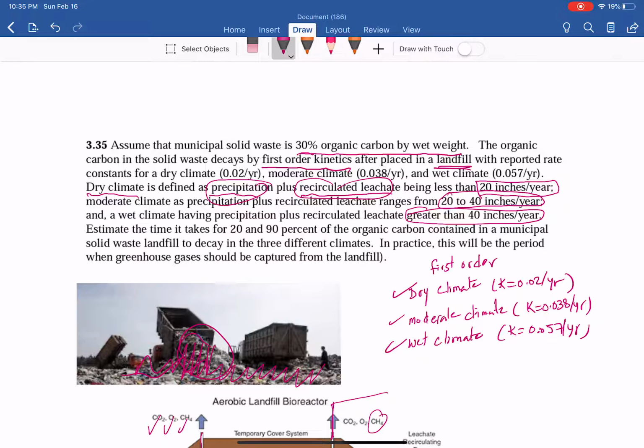He wants us to estimate the time it takes for 20% of the organic carbon contained in the municipal solid waste landfill to decay in the 3 different climates. In practice, this will be a period when greenhouse gases should be captured from the landfill. Now, he wants 20%, and when is 90%? So now we'll start solving this problem.